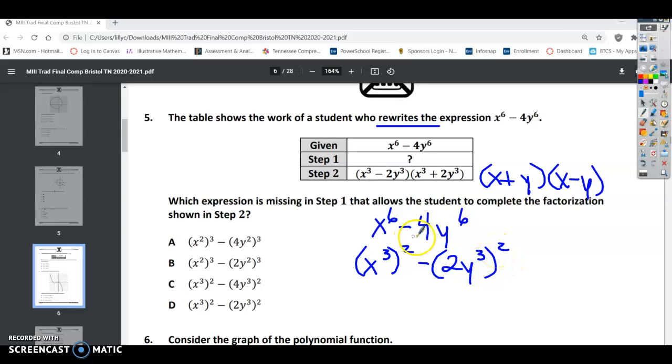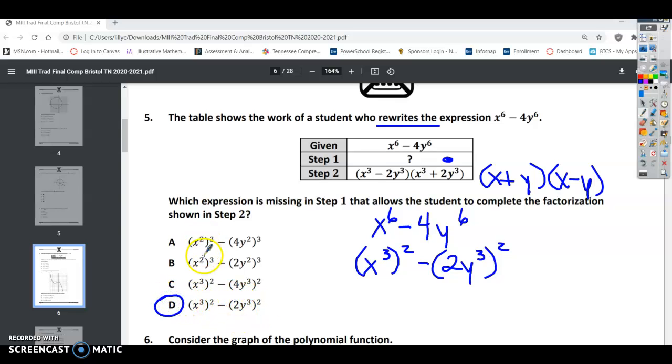So all we did was rewrite this expression using properties of exponents here. So that would be step 1 right here. So our answer to number 5 is going to be x cubed squared minus 2y cubed squared.